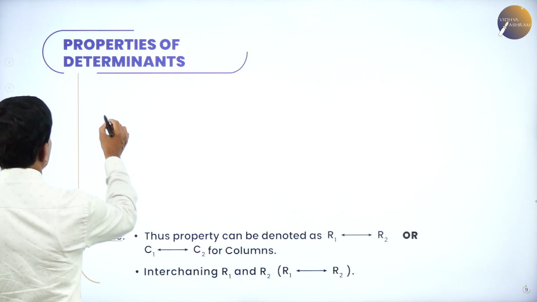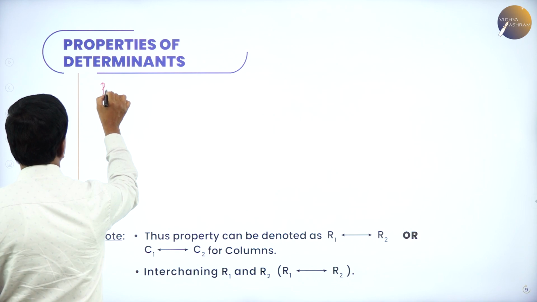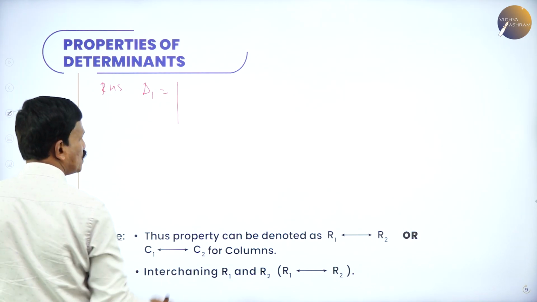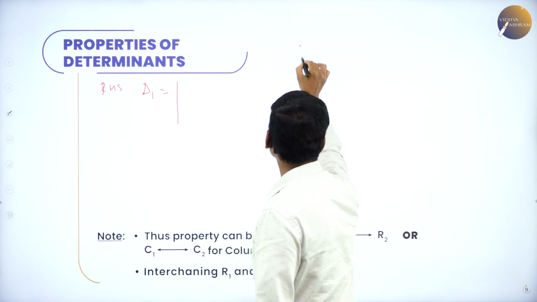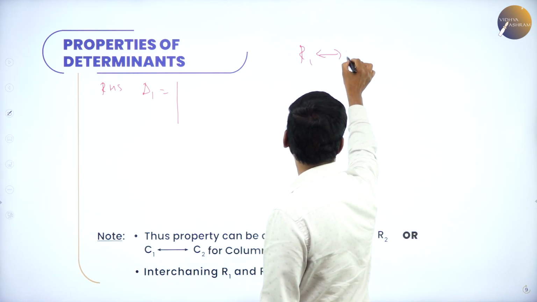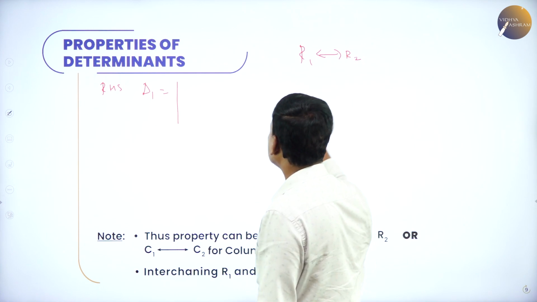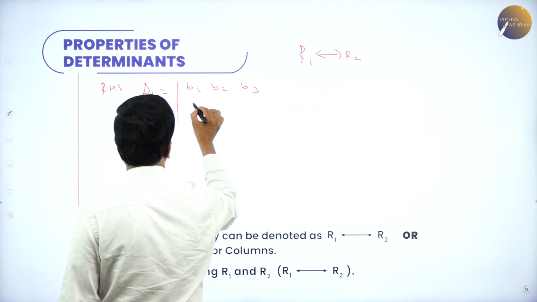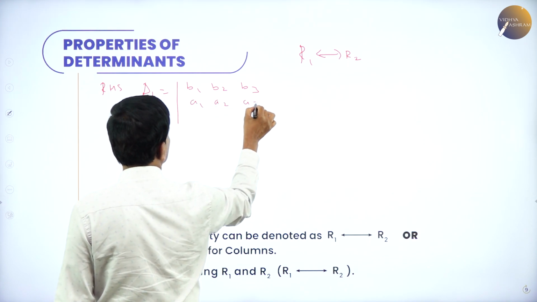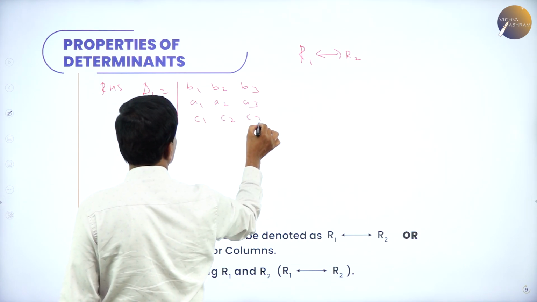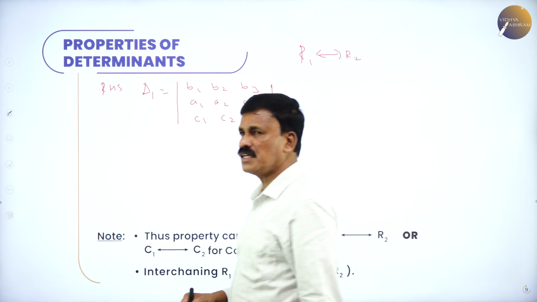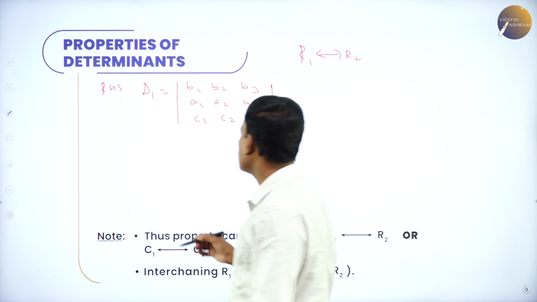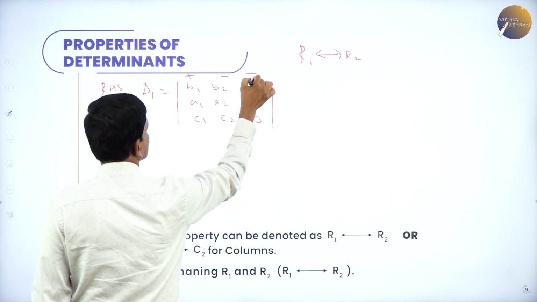Now here, let the second part, the right-hand side, be delta dash or delta 1, obtained by interchanging the two rows. So we are going to interchange first and second, R1 interchanges with R2, right? So here I will write B1 B2 B3, A1 A2 A3, C1 C2 C3. Now according to the definition, the value of delta 1 is equal to minus delta. Simplify this.